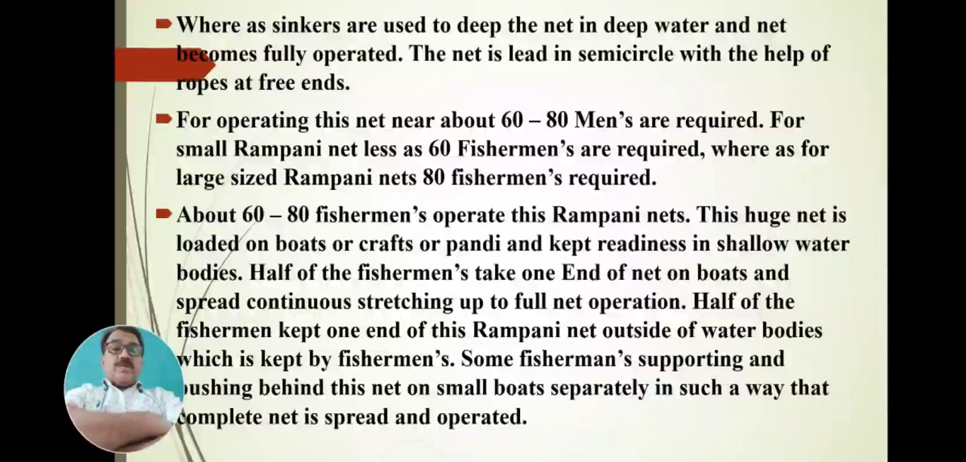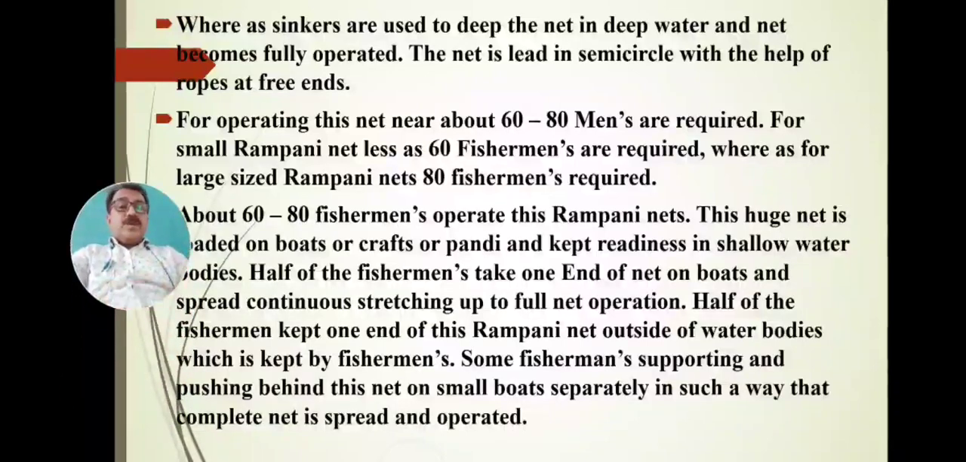This huge net is loaded on boats, crafts, or a pandi, which is a larger dugout canoe, and kept ready in shallow water. Half of the fishermen take one end of the net on boats and spread it continuously until the full net is operated. The other half keep one end of the net outside the water, on the bank of the ocean or river.